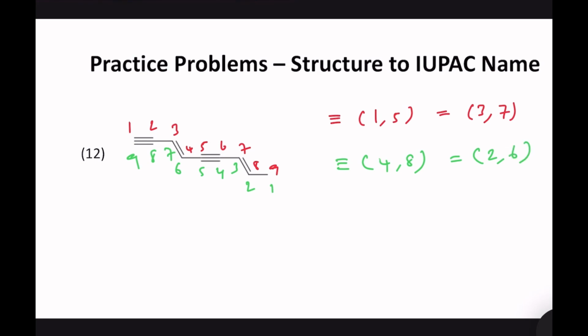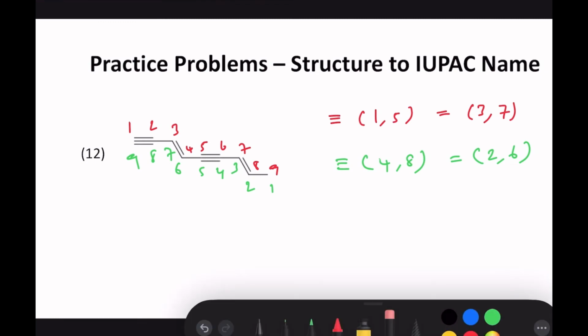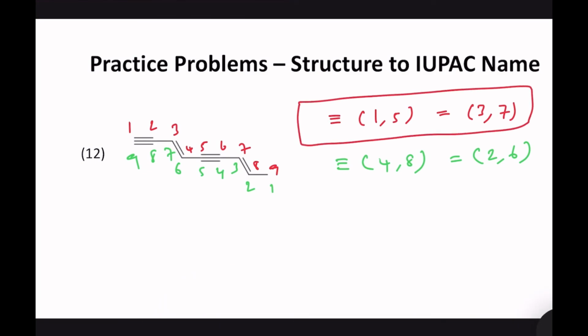So, which numbering scheme to choose? Remember, multiple bonds should be treated as a set. So, in this case, this 1, 3, 5, 7 wins over 2, 4, 6, 8 and therefore, the left to right numbering is correct. This is a correct way of numbering. But we need to mention the stereochemistry at 3 and 7 positions.